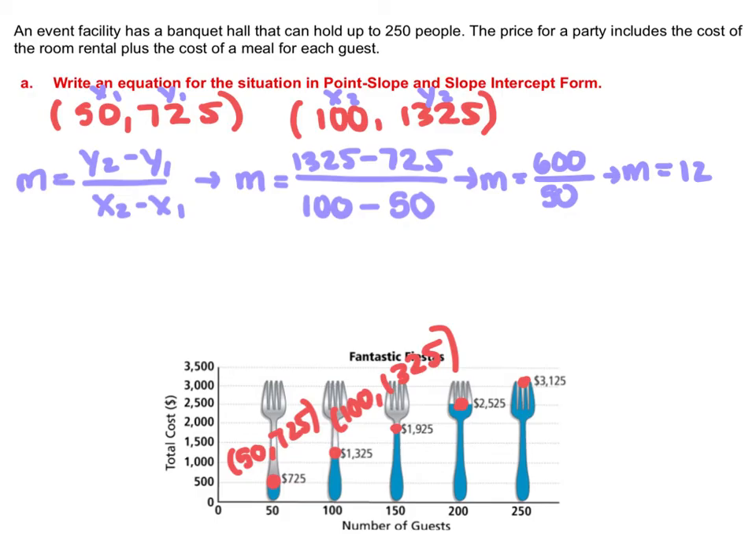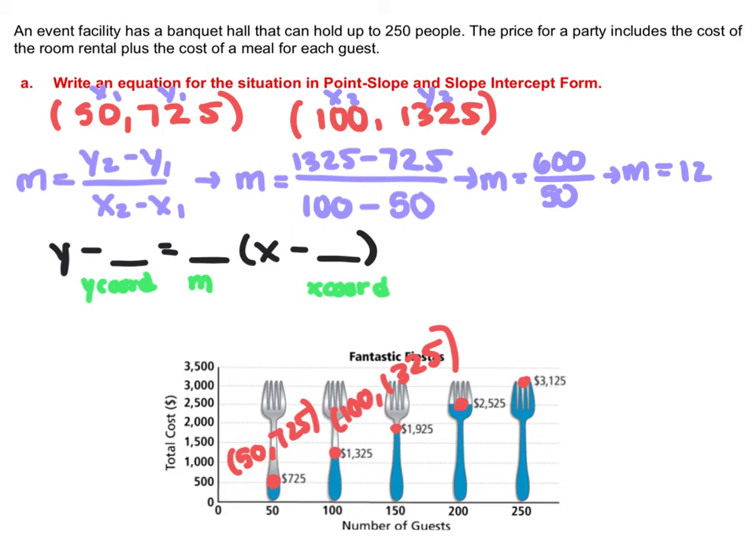Now we have to rewrite our equation in point slope form. And remember that point slope form is y minus the blank equals the blank times x minus the blank, where we're filling in the y coordinate, the slope, and the x coordinate. Now for this, we know that our slope is this value right here of 12. So I can fill in a 12.